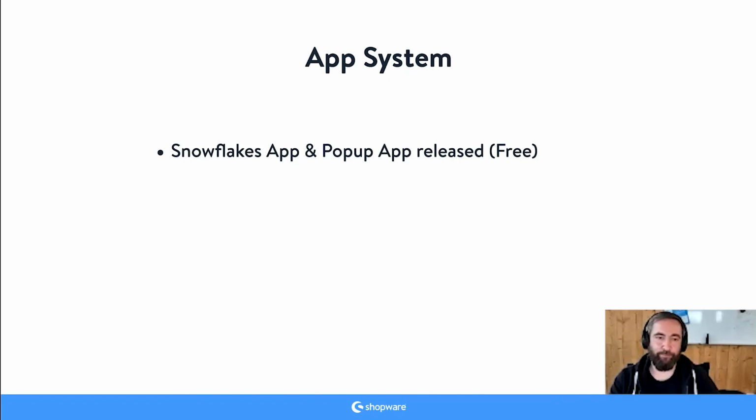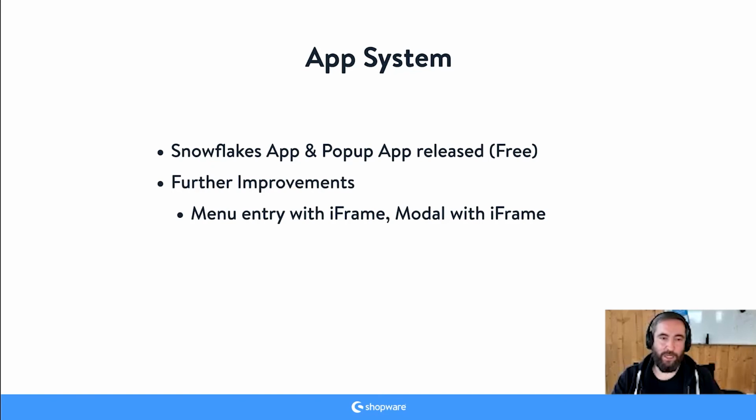And further improvements are upcoming in the next few months for the app system. For example, it will be possible with an app to add a menu entry in the admin navigation, which will open an iframe where the app loads inside. Also, it's already possible to add a button via app to the smart bar. Until now, it just opens a new tab, a new window.